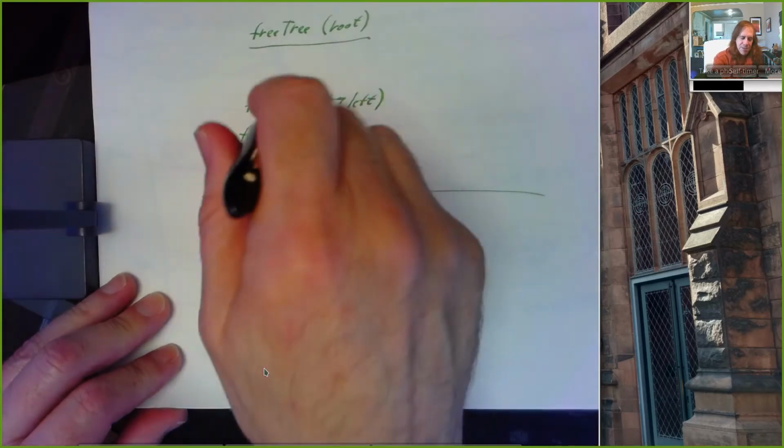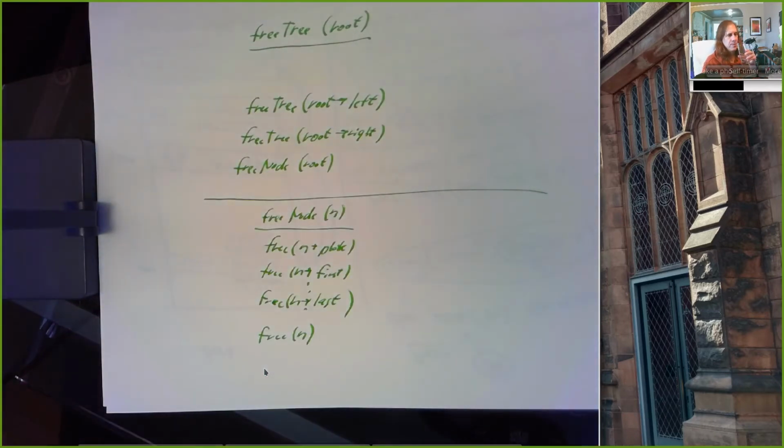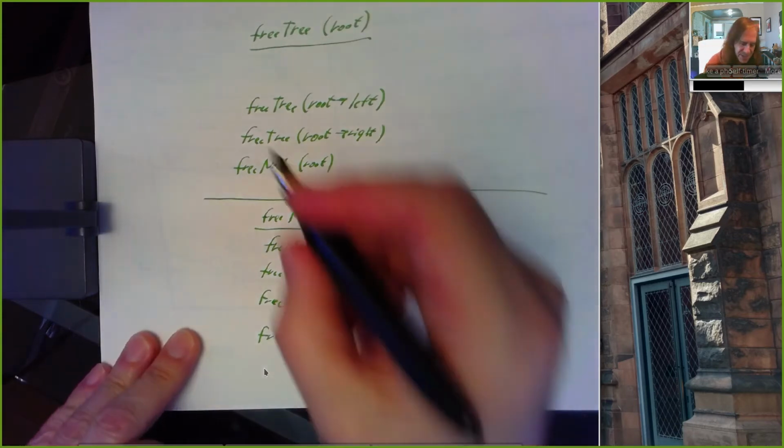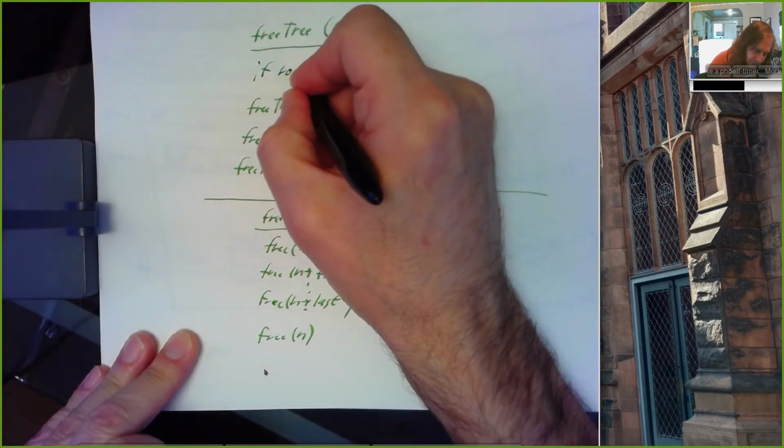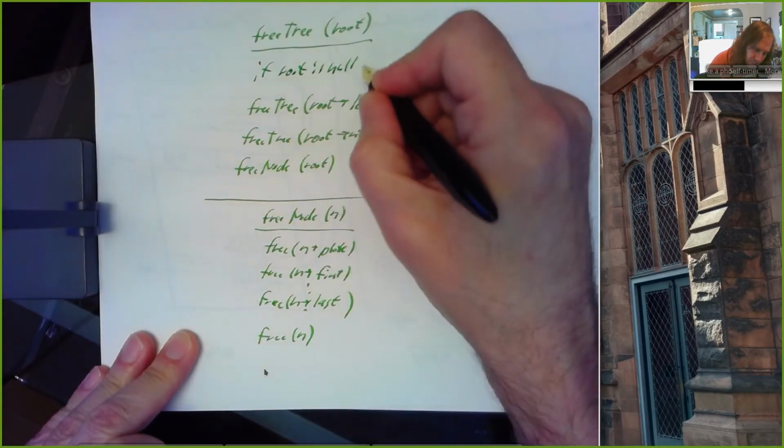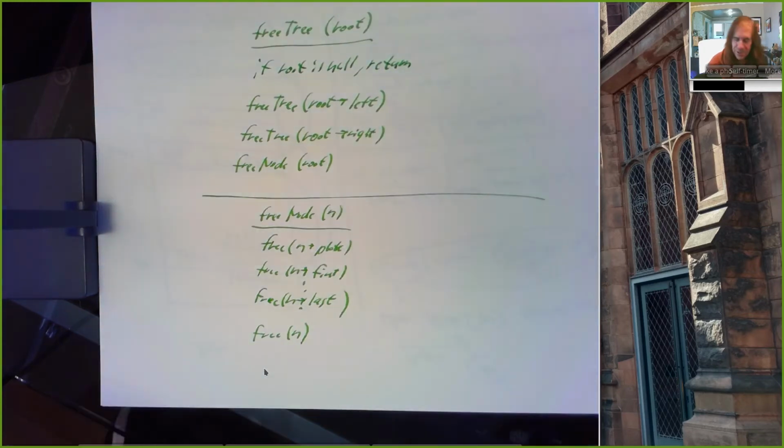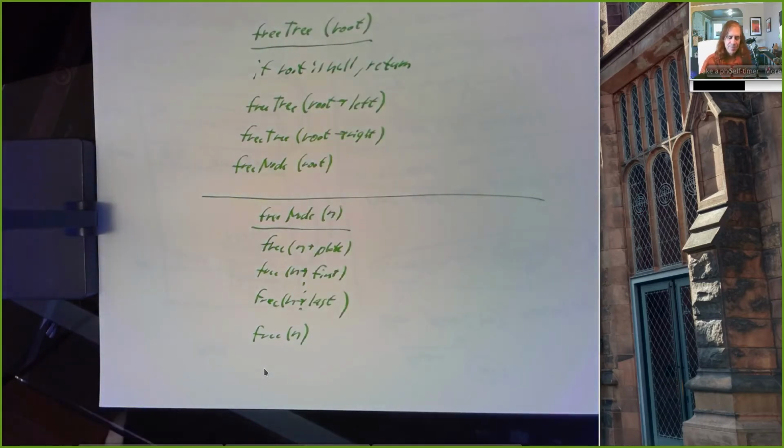And what's the one thing we're missing from this free tree function? I'll have to space up there for one more line. The base case where root is null, exactly. If the root's null, there's nothing to free, so return. And even if you're not freeing an empty tree, eventually this is going to be called with null because it's recursive.